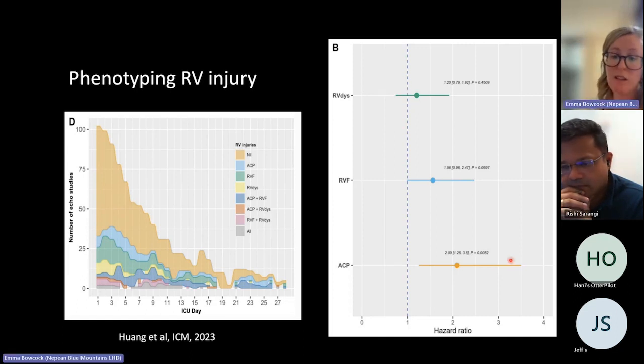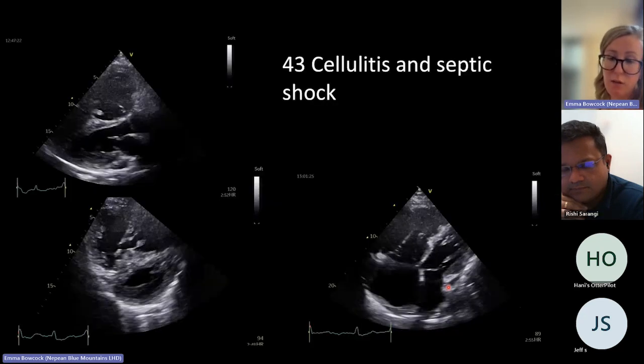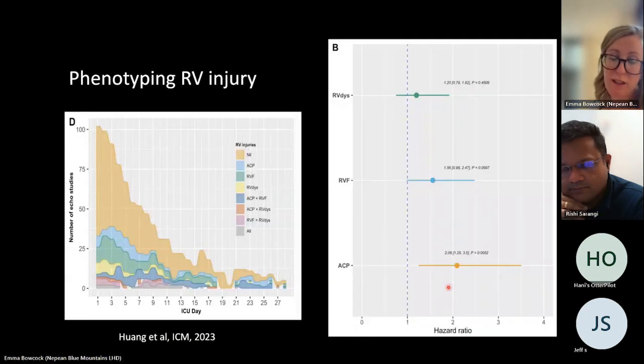But what was consistent with the previous study by DeSapp and others was acute cor pulmonale, obviously in the setting of ARDS, this is with COVID, was significantly associated with increased risk of mortality. So I think this is what we're going to be moving to, these sort of patterns of RV dysfunction, rather than hanging our hat on one single value.